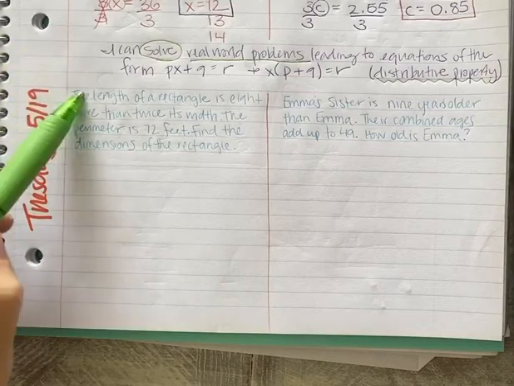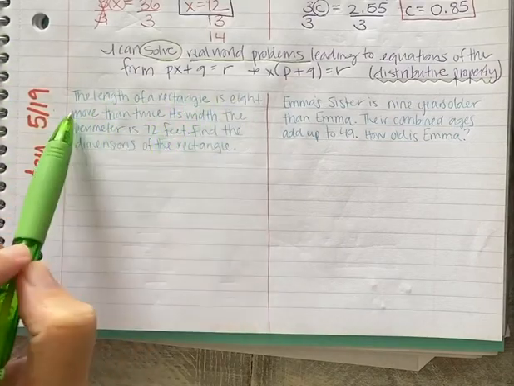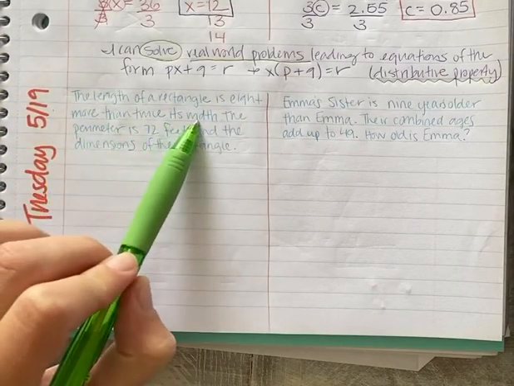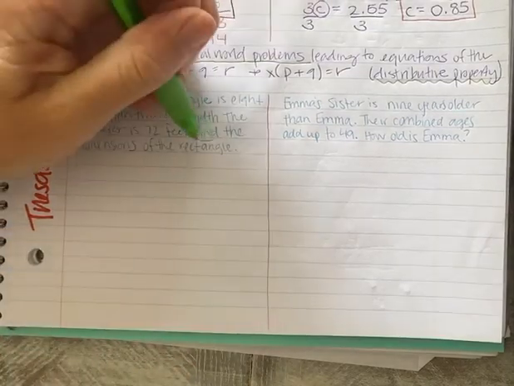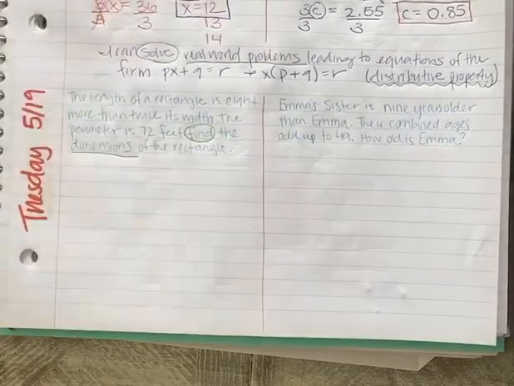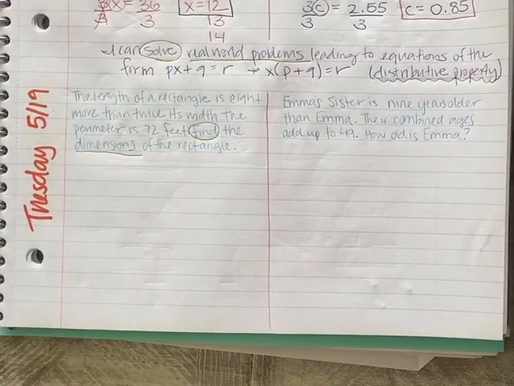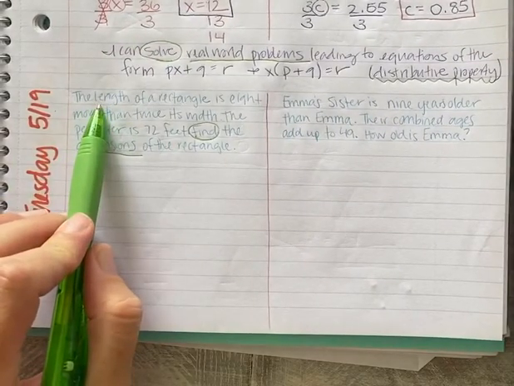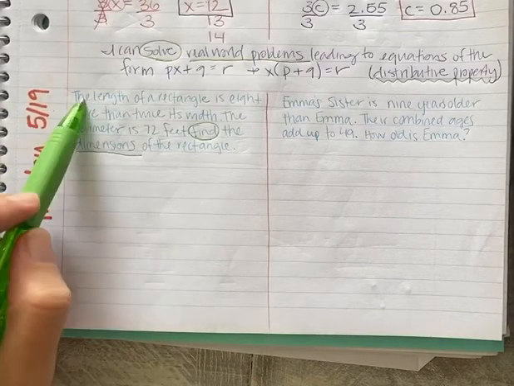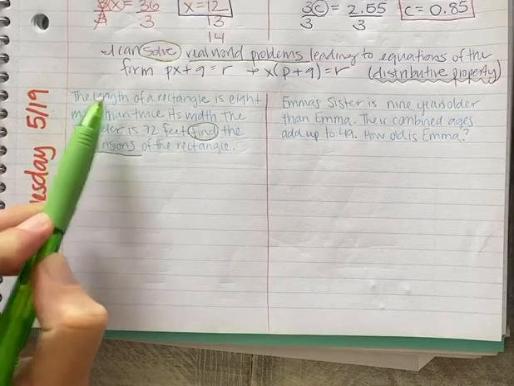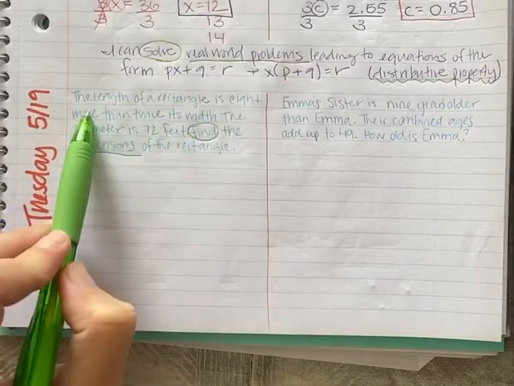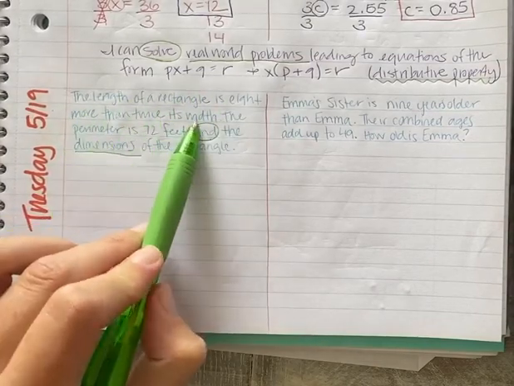Our first question says the length of a rectangle is 8 more than twice its width. The perimeter is 72 feet. Find the dimensions of the rectangle. So we know a couple things here. We know the length. If you're like, I don't know the length, well, it tells you, maybe not a number, but it does tell you its value. The length of a rectangle is 8 more than twice its width.